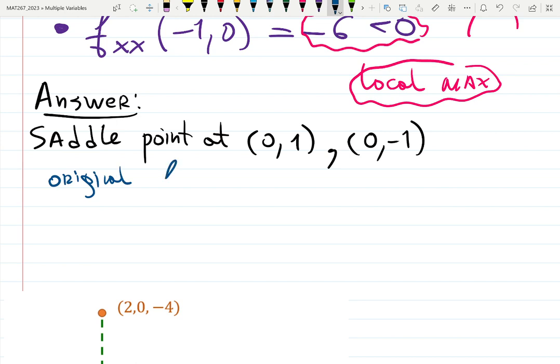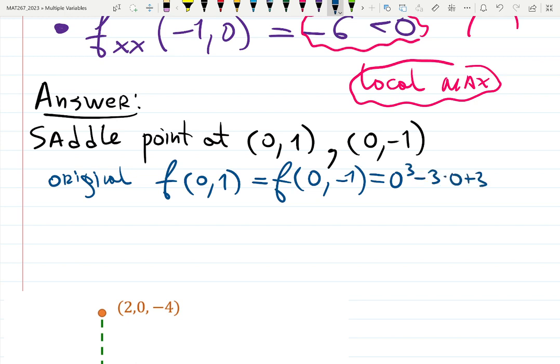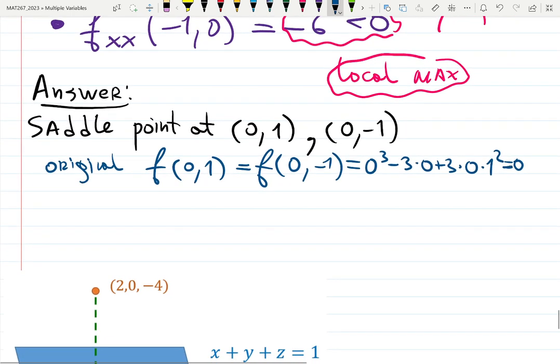Original f. Plug any. It will give you the same point. 0, 1 and 0, -1, because they're both saddle points, the heights of those 2 mountains are the same. f of 0, 1 will be the same as f of 0, -1. Go to the very original one: 0 cubed minus 3 times 0 plus 3 times 0 times 1 squared gives you 0. So the saddle points are at the level 0. Say it's sea level. There are 2 saddle points and they're at sea level.